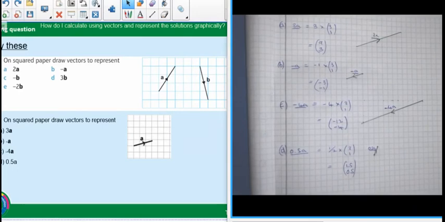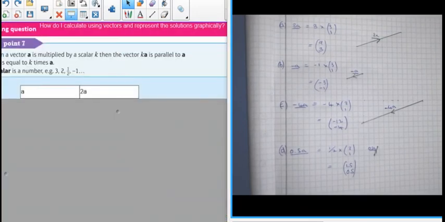Okay, great work everyone. Moving forward, that sort of leads us on to the next point. We've really worked out the next point already, so I hope. When a vector a is multiplied by a scalar k, then the vector ka is parallel to a. So if you look back to all the previous questions that we've just done, you should be able to see that. A scalar is just a number, so 3, 2, a half, minus 1, a third, 2/3, 1.1, all of those are scalars.